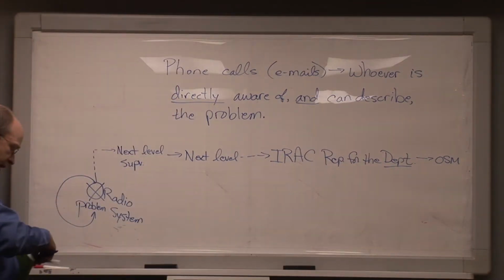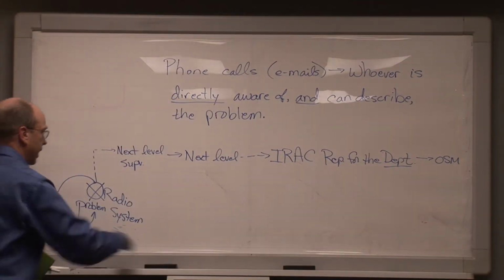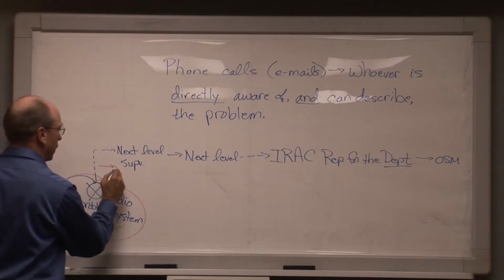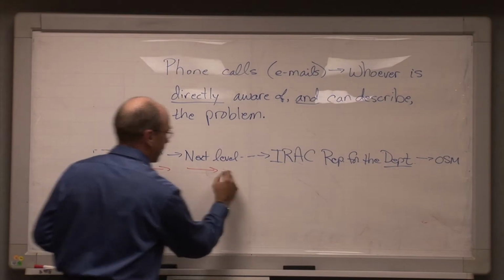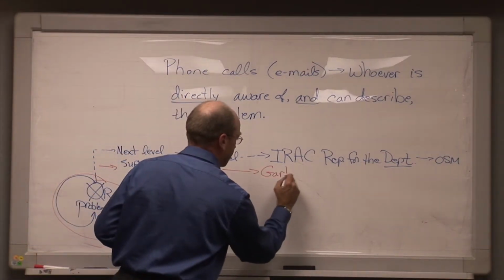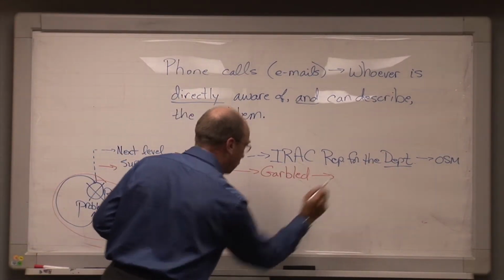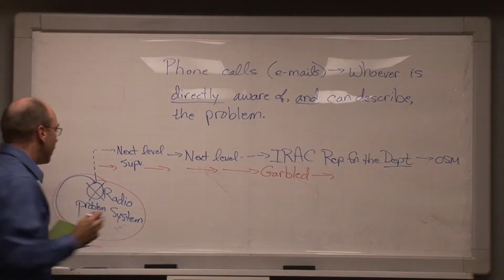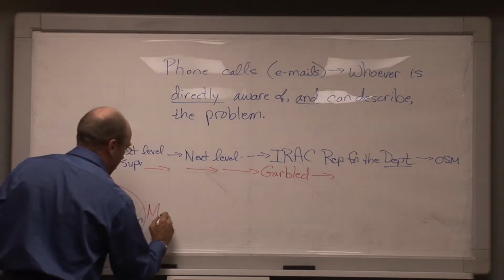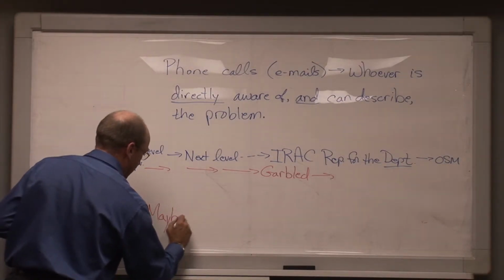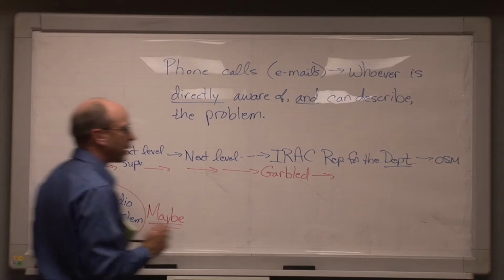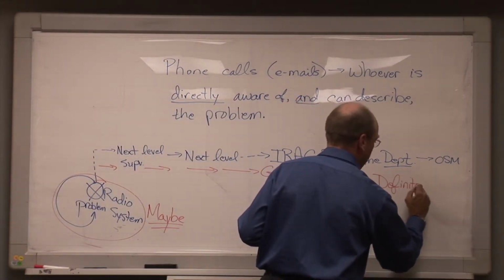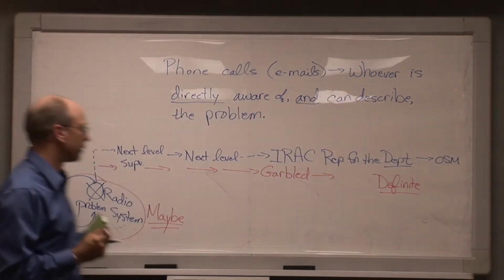Now, there are a lot of opportunities along the way for this original problem, as understood at this level, to get somewhat garbled. This isn't because people aren't doing their work, but if you keep relating a story back and forth, things can get a little confused along the way. This can go from a maybe down here, as in we're not sure what's happening, to a definite by the time you get to this point. We're sure that we're getting some kind of interference.